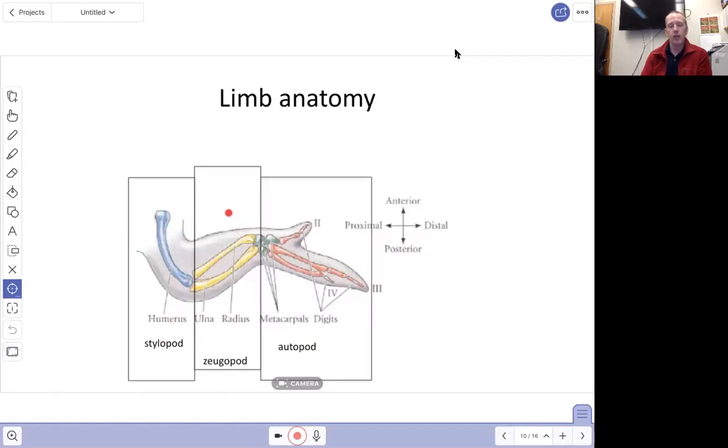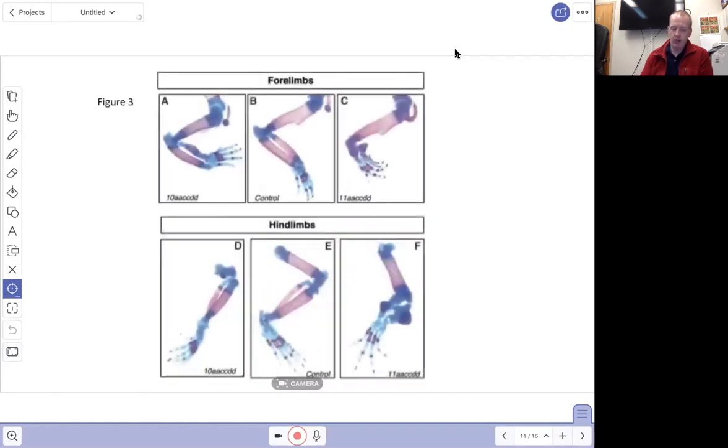The lower limb is the zeugopod. And then what's essentially the hand or the foot in a mammal, most mammals, I should say, is the wrist and then the digits, the carpals or tarsals and the digits. So a little bit of anatomy before we take a look at and discuss figure 3.